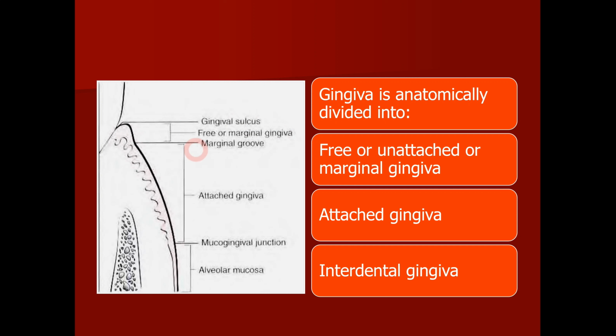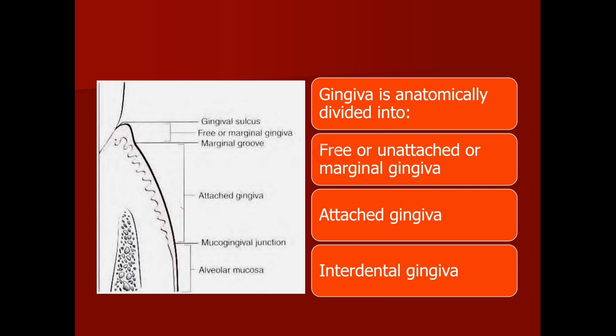Now, the next type of gingiva, which is relatively more resilient and attached firmly to the tooth, is called attached gingiva, which you can see in this diagram is this part of the gingiva. Another gingiva, which is present between two teeth, is called interdental gingiva, as the name suggests. Between free gingiva and the attached gingiva, there is a demarcation called the marginal groove, which separates the two types of gingiva. Between attached gingiva and alveolar mucosa, we have a demarcation called the mucogingival junction.